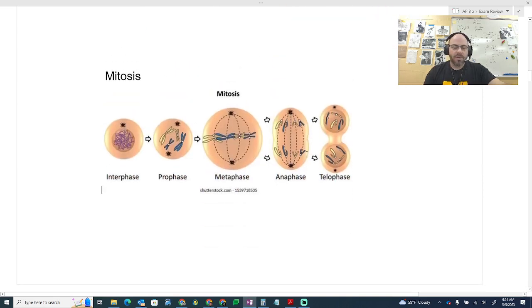And then you have mitosis. Mitosis is literally the division of the nucleus. And so we will talk about mitosis and the 4 phases therein. Mitosis is not interphase. Interphase is not a part of mitosis.